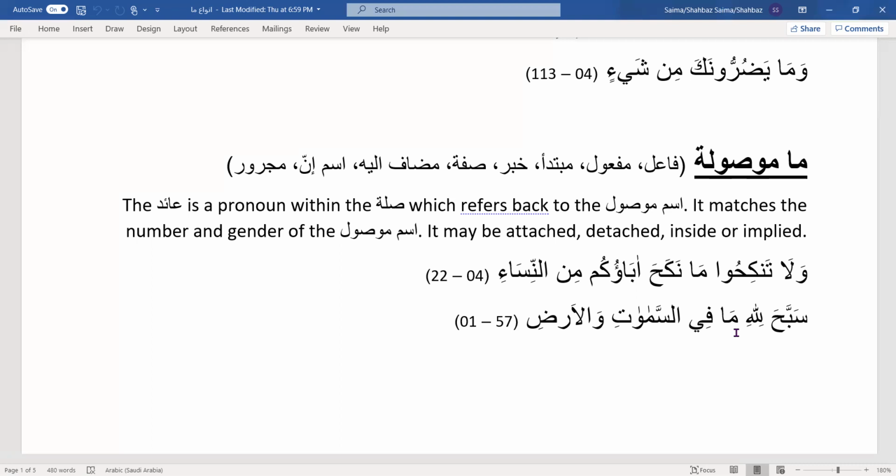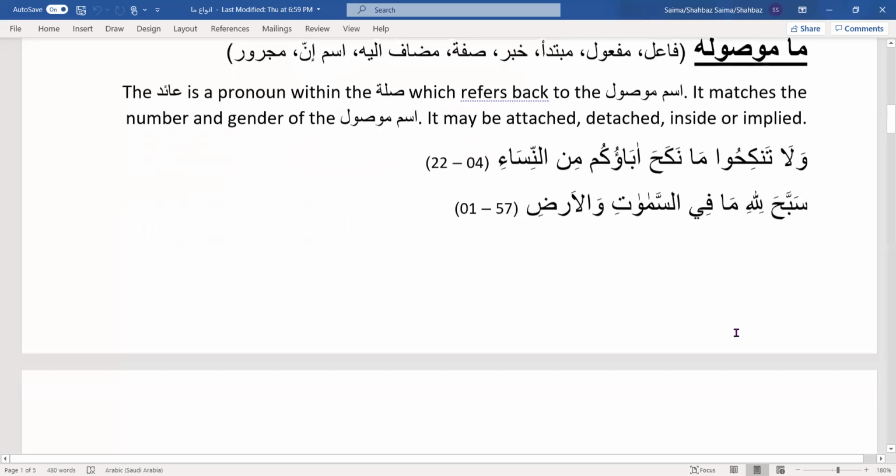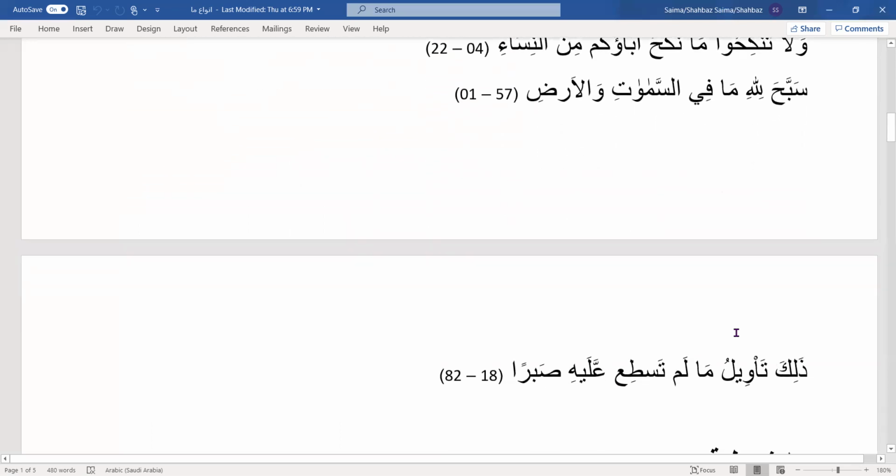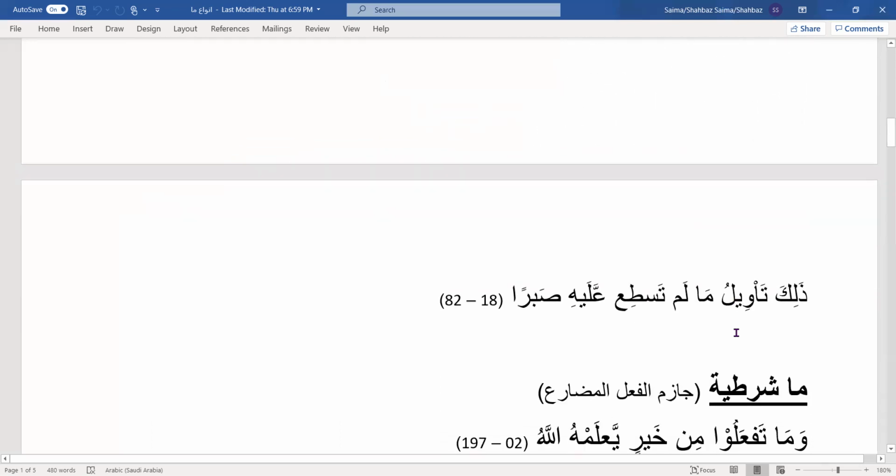Do we have a mubtada as well in this sentence? This is a jumla fi'liya, brother. Jumla fi'liya doesn't have a mubtada. It has a fa'il, maf'ul, and a fi'l. Any other thing? Okay, so we will just conclude this part and go to the next part, inshallah.